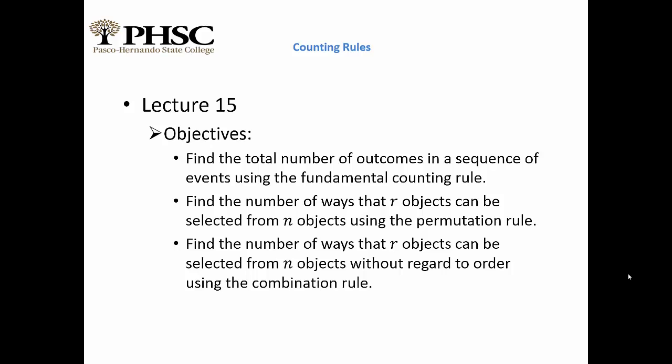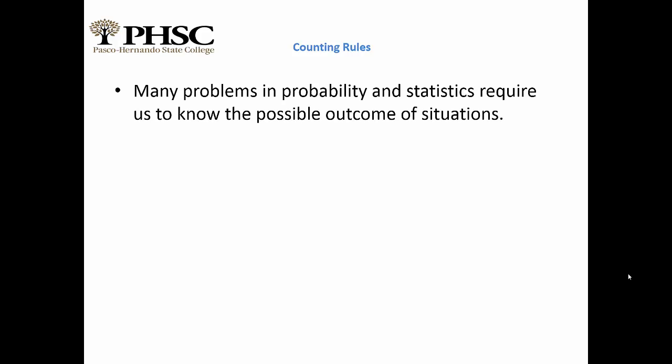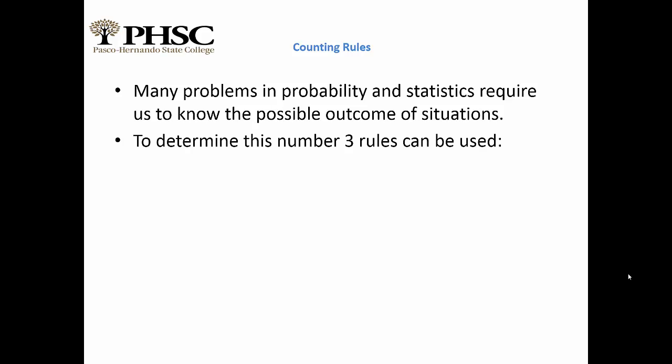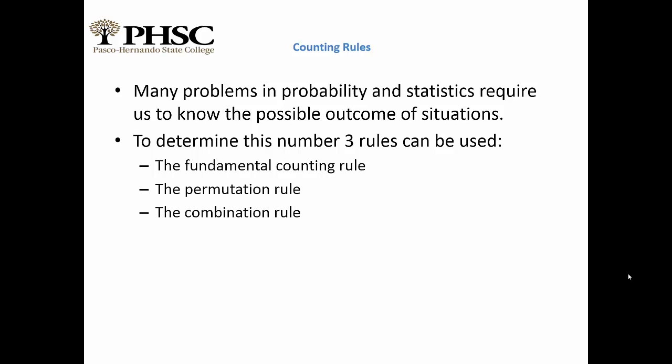Then we're going to find a number of ways that r objects can be selected from n objects using the permutation rule. And then we're going to find a number of ways that r objects can be selected from n objects without regard to order, and then we're going to use the combination rule. So many problems in probability and statistics require us to know the possible outcomes of situations. To determine this number, three rules can be used: the fundamental counting rule, the permutation rule, and the combination rule. And that's what we're going to do in that order.